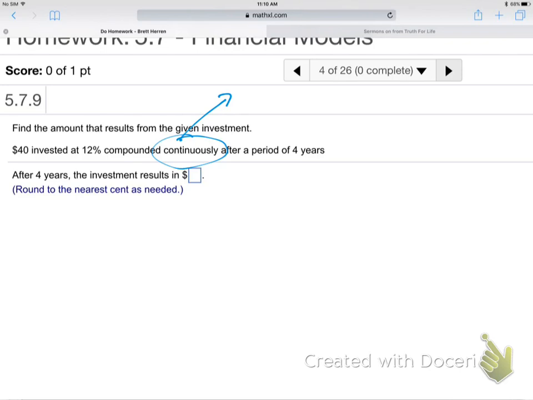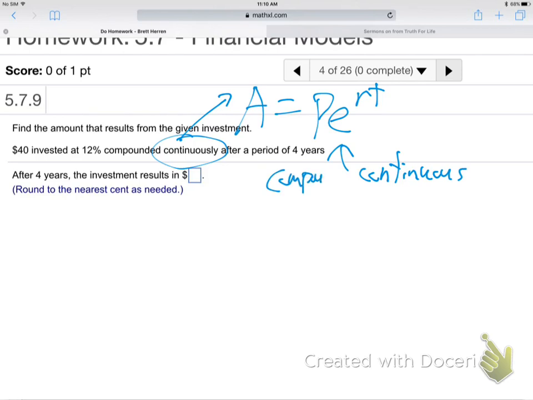There you go. I'd rather have you see that we need another formula than just tell you. I think it'd stick with you better if you tried it and saw the normal formula is not going to work. So when they say continuous, you need to use a new formula. I call it the Pert Formula. A equals P e to the RT. That's for continuous. You need to use the e when they compound continuously.